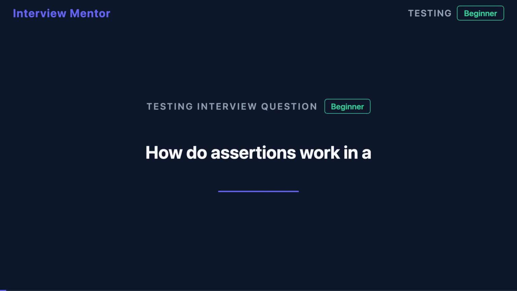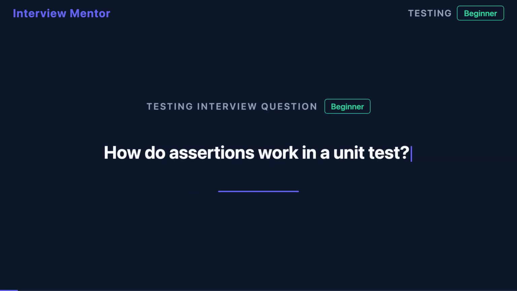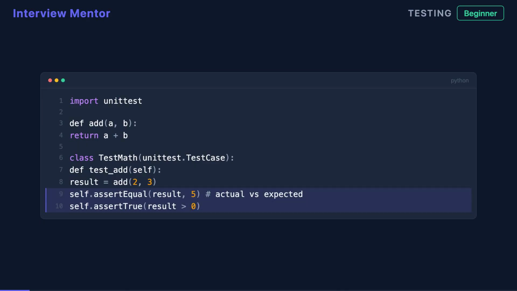Most developers write tests, but do they really know what assertions are doing? An assertion is a statement inside your test that checks whether something is true. It compares the actual output your code produces to the expected output you define. For example, if you call a function that adds two numbers, you use assertEqual to verify the result equals what you expect. If the comparison holds, the assertion passes silently. That is the core contract of every unit test.